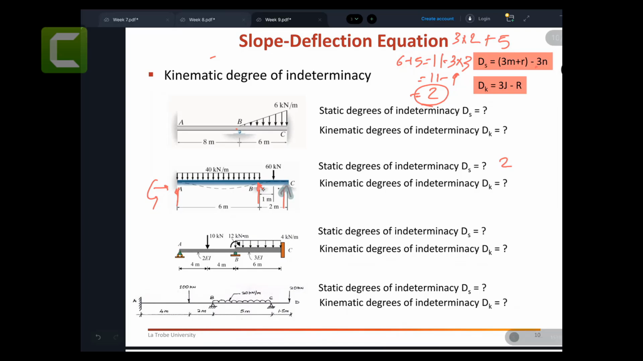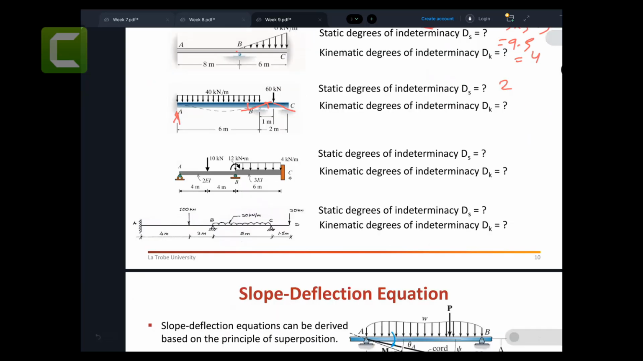Kinematic degree of indeterminacy, we can solve by saying, how many joints we got? 1, 2, and 3. How many reaction forces? 1, 2, 3, 4, and 5. So 9 minus 5 equal to 4. So you can see there are 4 kinematic degrees of indeterminacy. Probably it will go here 1, 2, and then 3 and 4. That's what we are trying to find.